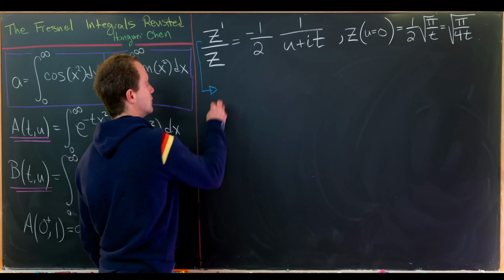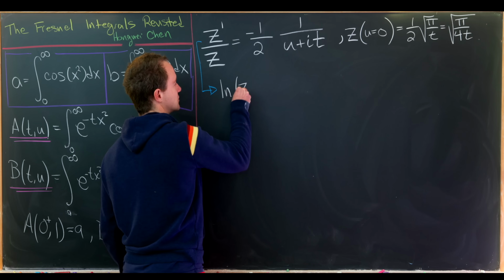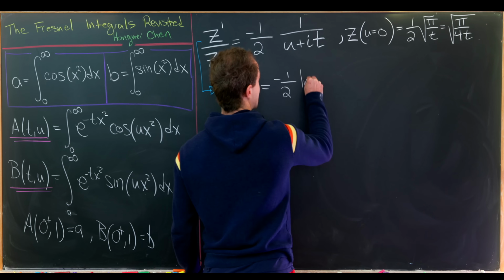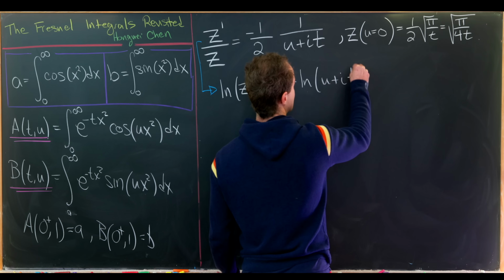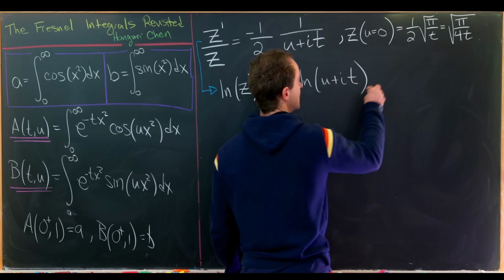Okay, nice. So we'll first have the natural log of z equals minus 1/2 times the natural log of u plus I times t, plus our constant c. But let's notice we can bring this minus half inside using logarithm rules, and we'll have the natural log of 1 over the square root of u plus I times t, and then plus our constant c. But now let's take this expression for z, and we'll set u equal to 0 to see what we get.